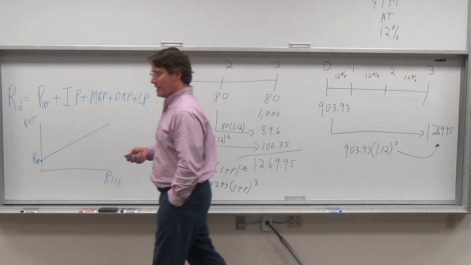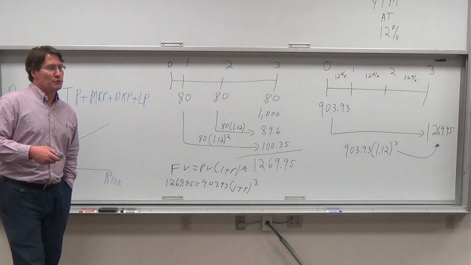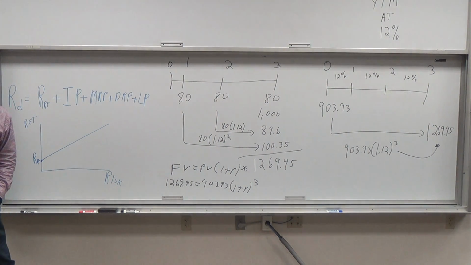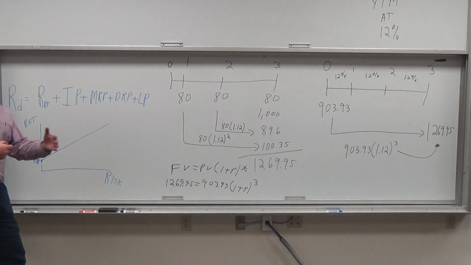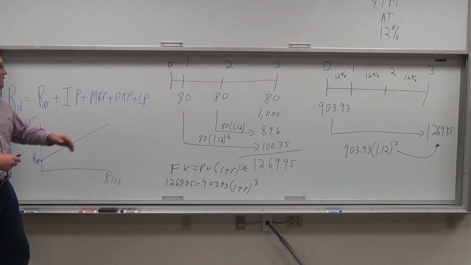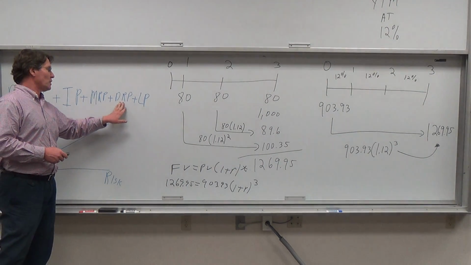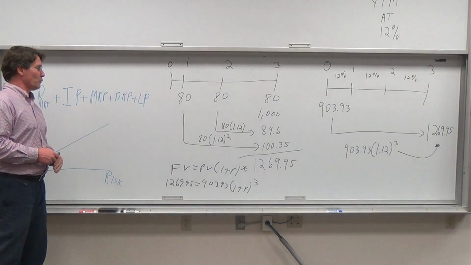So if I'm a banker and I'm lending money to you to buy something and you have a higher probability of default, you're not as stable in terms of income, I'm going to charge you a premium for that. So this is a default risk premium.